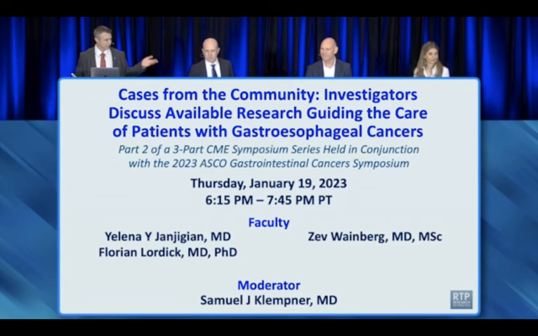MSI-high needs to be considered by latest in second line, and we have some third-line options like TAS-102 or irinotecan, if not given before. And now there is something new. We have 2 positive phase 3 studies investigating the Claudin 18.2 antibody zolbetuximab.